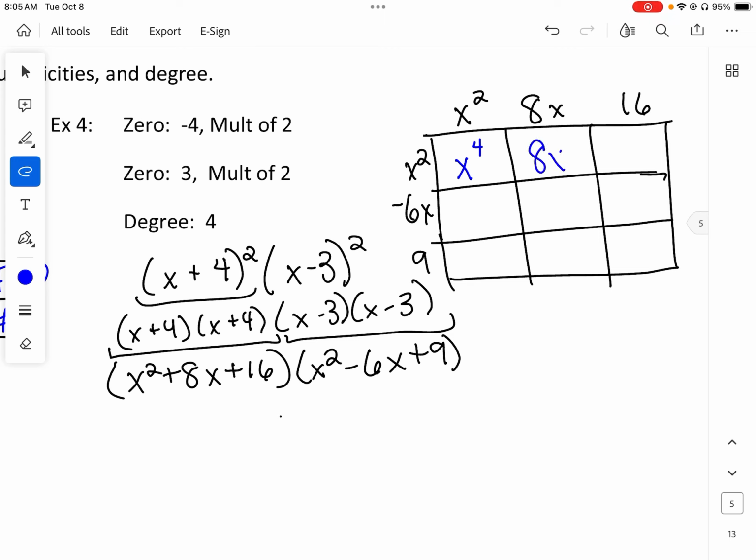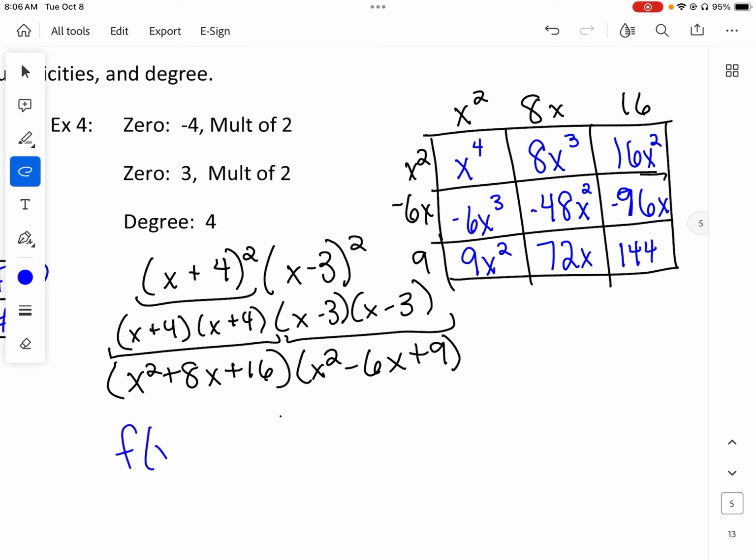That'd be 8x cubed, 16x squared, negative 6x cubed, negative 48x squared, negative 70. Let me double check this one. 16 times 6, 96. Negative 96x, okay. 9x squared, 72x, and then 16 times 9 is 144.